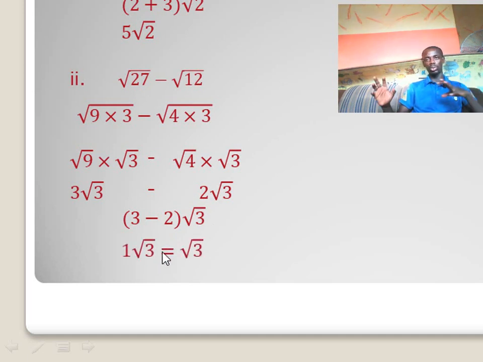So when you say 1 root 3, you're actually saying 1 multiplied by root 3, okay, and 1 multiplied by anything is that thing. It's not going to be 1. 1 multiplied by anything is that thing, not 2. All right, does that make sense? So that's why you're having 1 root 3 equals root 3.